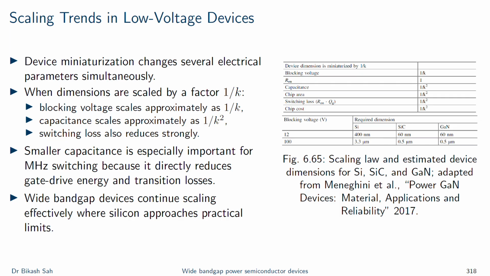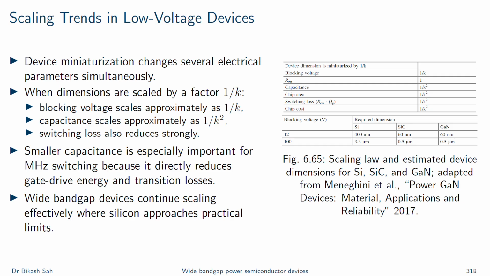I think this is also something that you could derive out of different formulas and equations that we have been working upon in the past, right? So blocking voltage reduces because the distance or the voltage support is reduced. Capacitance reduces roughly with area, and switching losses also reduce strongly. This is why device miniaturization is so powerful in low voltage high frequency converters.